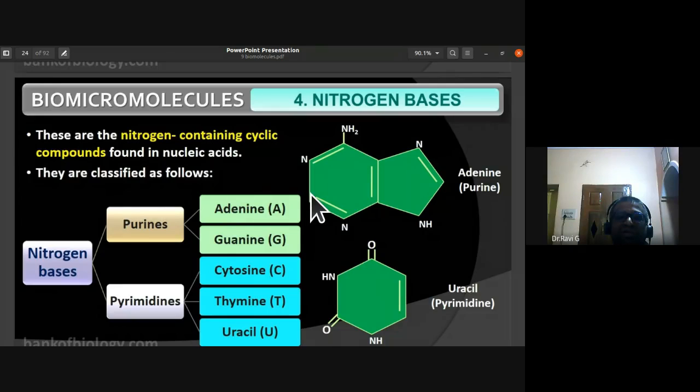As of now, you just remember nitrogen bases are of two types, purines and pyrimidines. Purines have two nitrogen containing cyclic compounds together, whereas in pyrimidines there is only one nitrogen containing cyclic compound. Pyrimidines are cytosine, uracil, and thymine. Uracil is only found in RNA, thymine is found only in DNA.